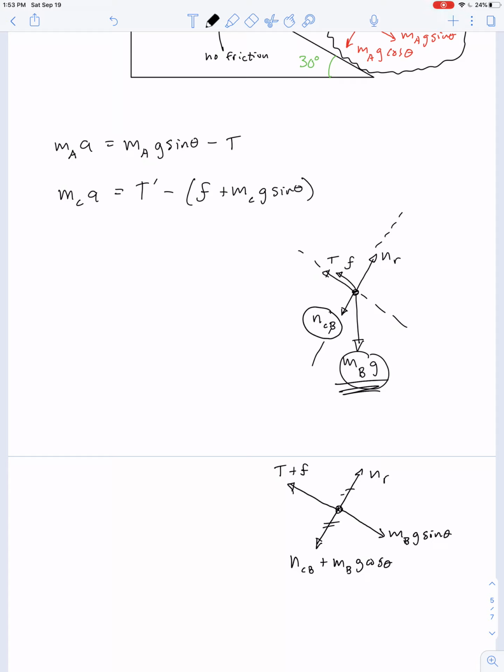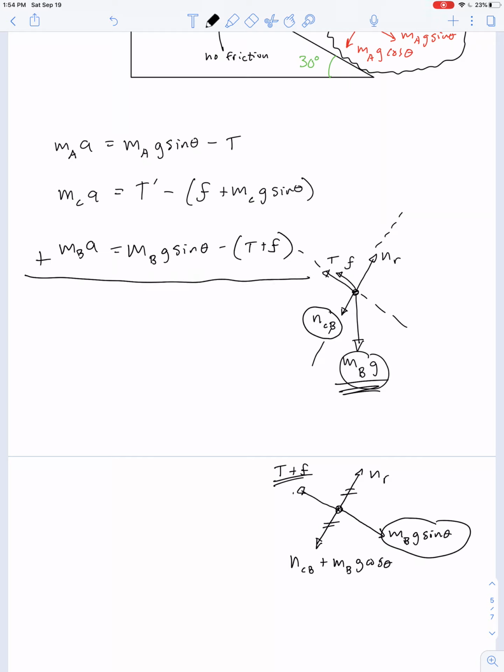We know these are going to cancel each other out, and so the force in the direction of the acceleration minus the forces opposite the direction give us our net force. So MBG sine theta minus T plus F is equal to mass times acceleration. So we can add all three of these equations together.